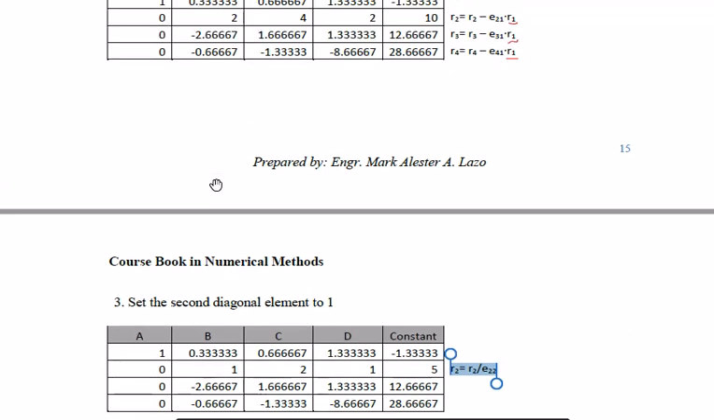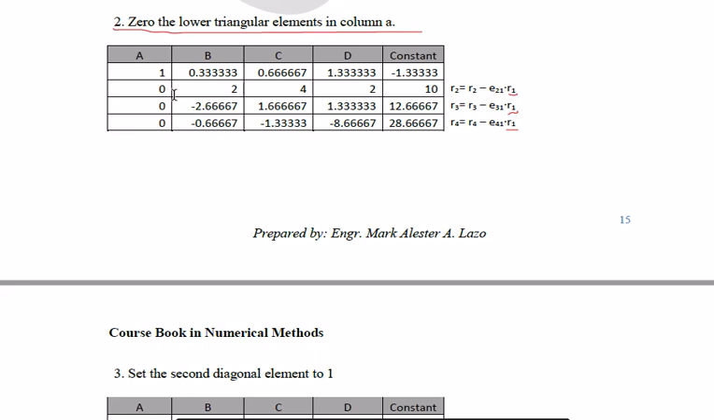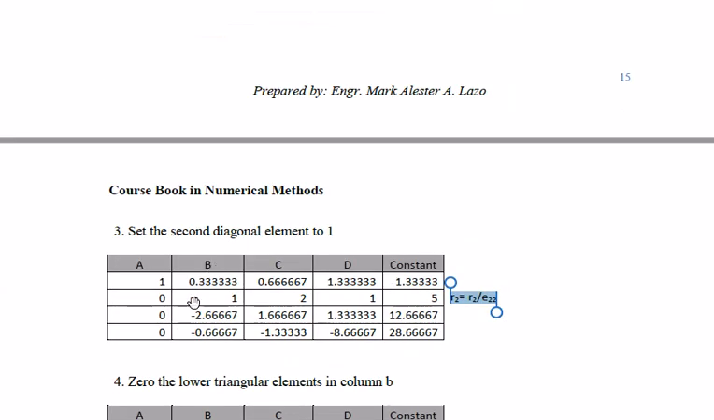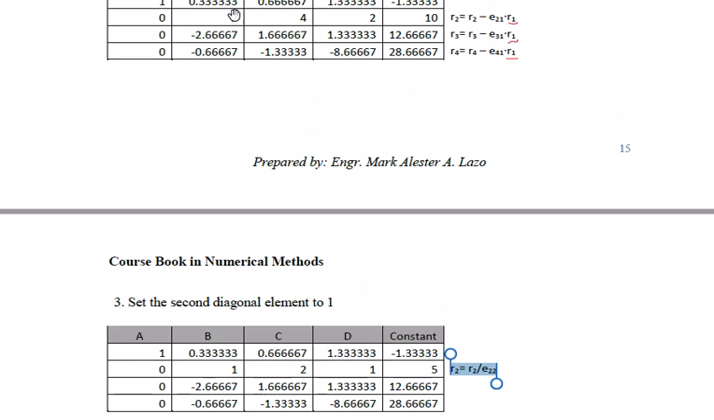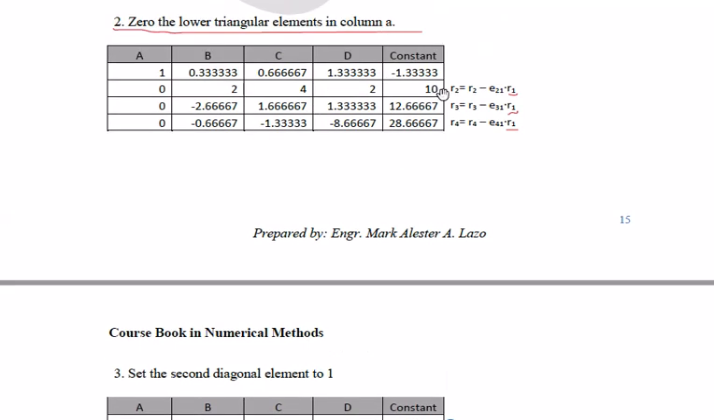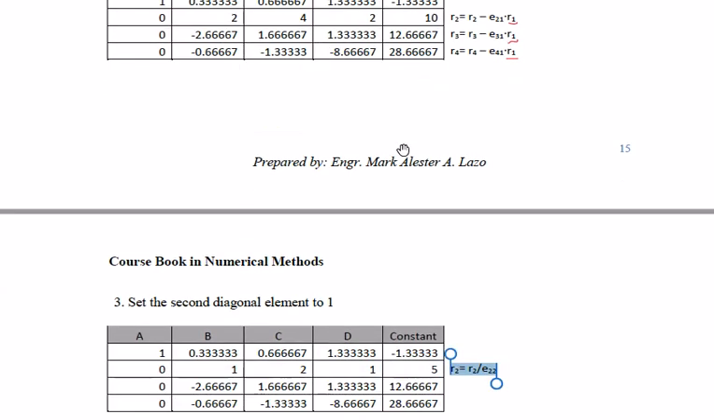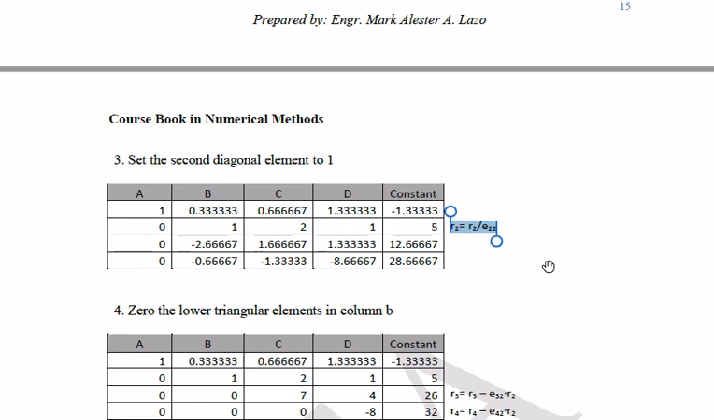So that means 0 divided by 2 is of course 0. 2 divided by 2 is equal to 1. 4 divided by 2 is equal to 2. 2 divided by 2 is 1. And 10 divided by 2 is 5. And then we just copy all the remaining elements here at the bottom. So that's how we got here to this table.